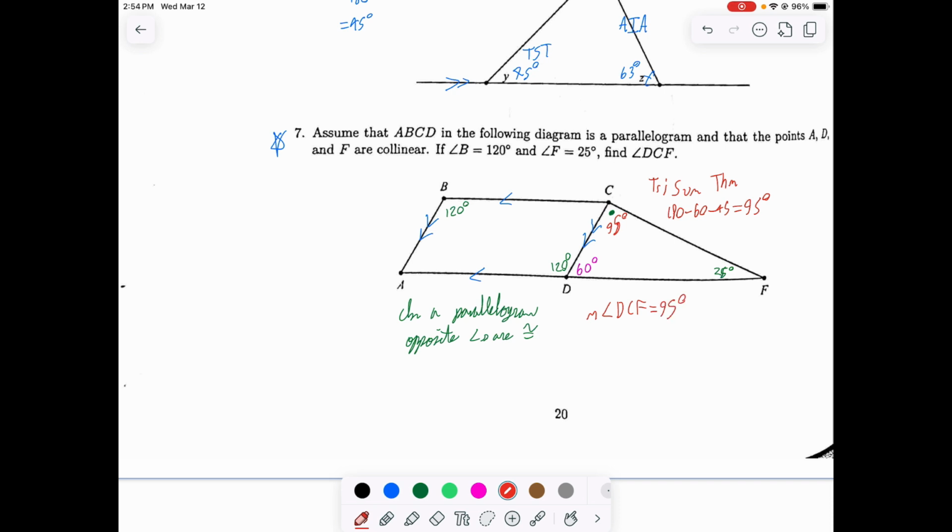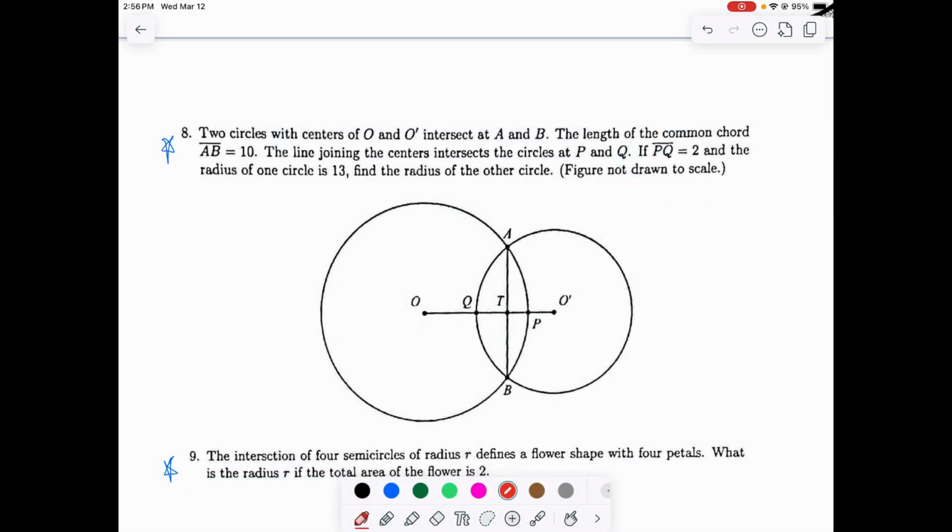Notice how we're always stating our answers, making sure they're clear. Problem number 8 here is a fun one. Two circles of center O and O prime intersect at A and B. The length of a common chord, AB, is equal to 10. So we know the length of this is 10.